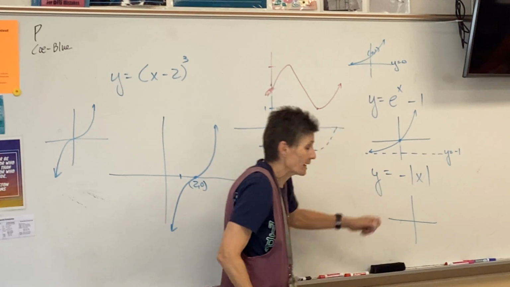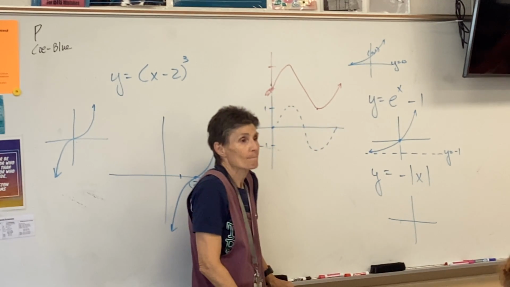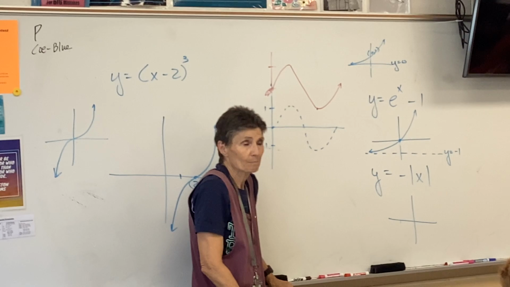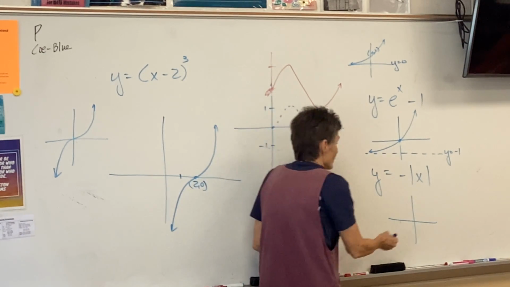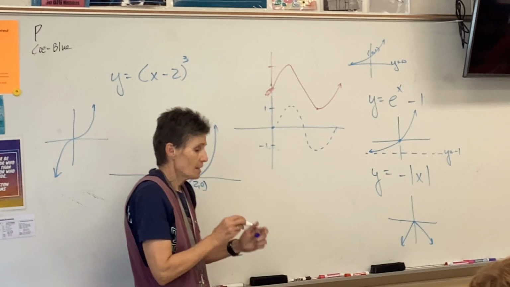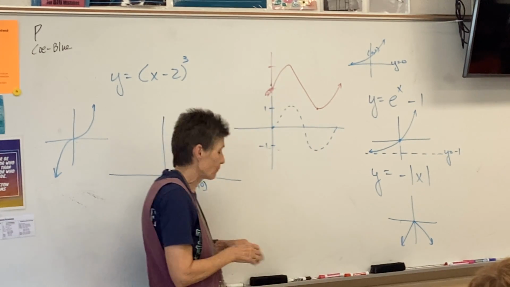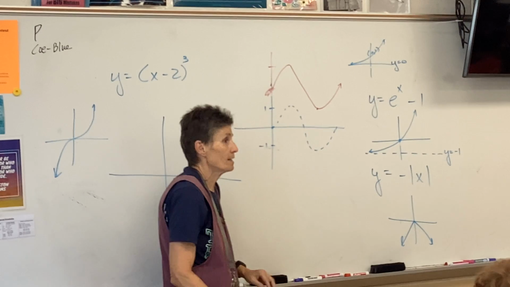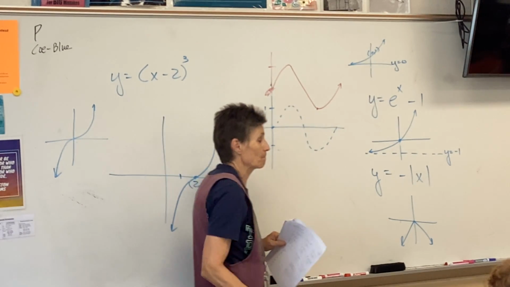And what did you do with that guy? Did you get him done? What's it look like? Down. Normal V, but it is going down because a negative out in front turns us upside down.